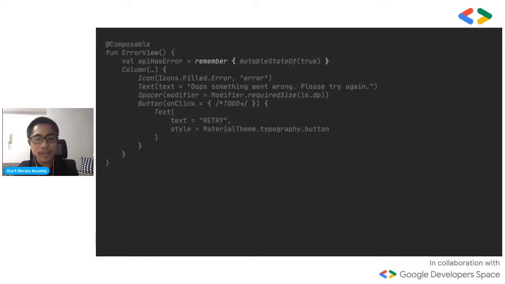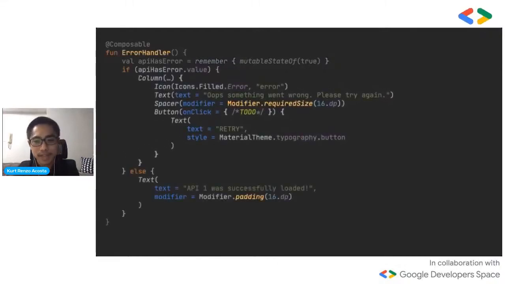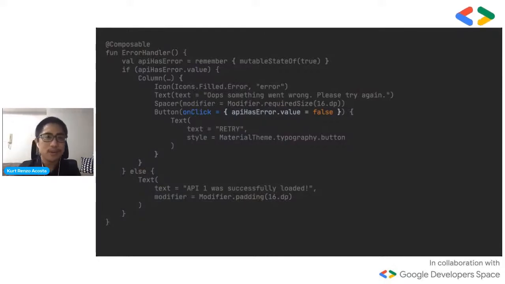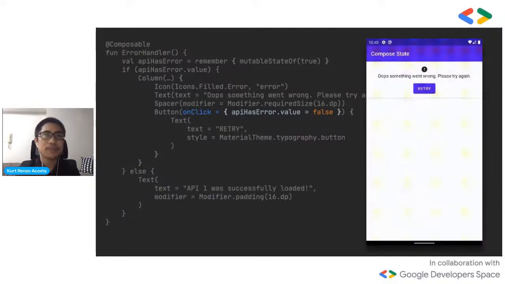So okay, now we have our state. How do we use this? Now it could be used as a simple Boolean value for some UI logic, saying here, hey, if the API has error value is true, I want you to generate the error view. And if not, then generate the success content, which is the text saying API 1 was successfully loaded. So what else? Where do we change the state? Here, this is a naive implementation of retry where I'm saying, hey, if I click on the retry button, just change the value to false, meaning it's just going from an error to a success state. So okay, with that, now we have our composable, fully working with the state.